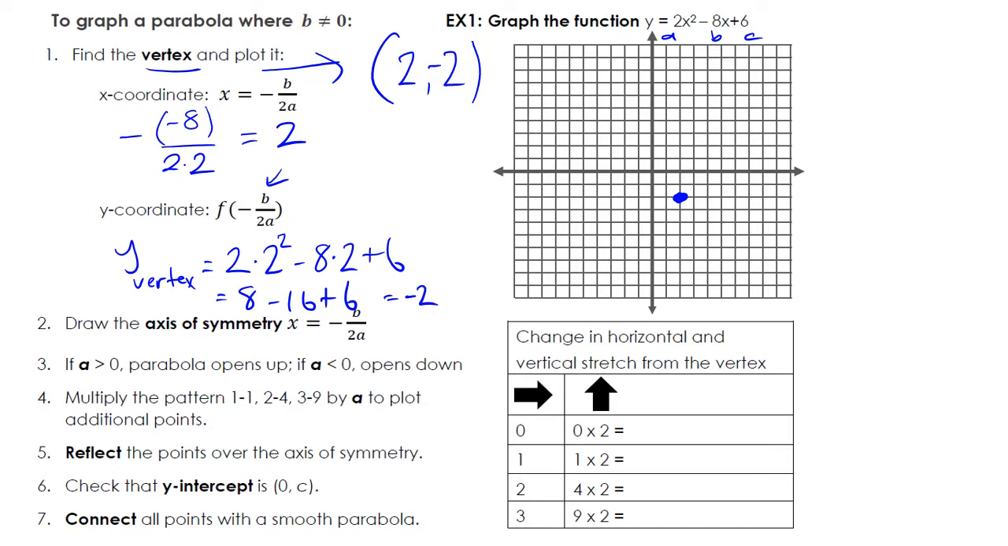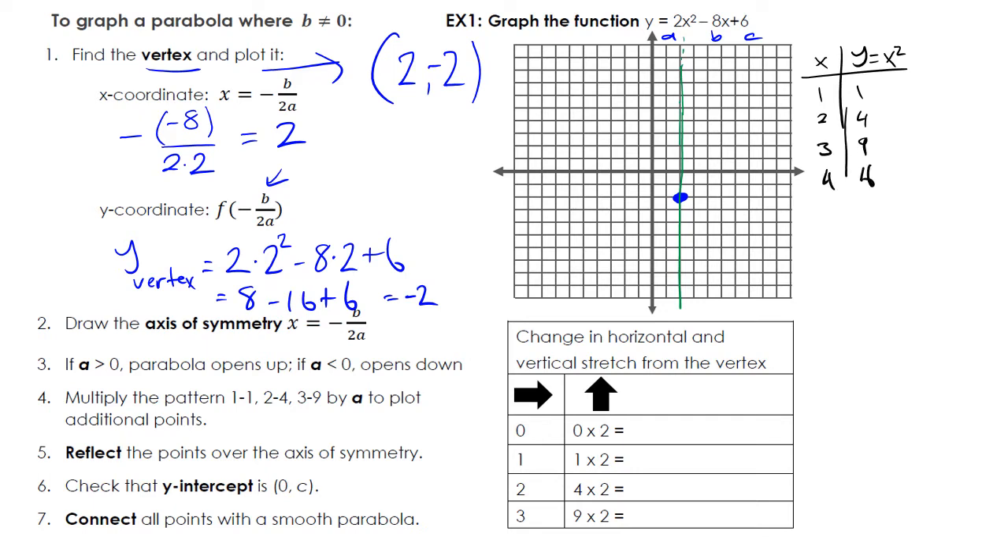Then our next step is drawing the axis of symmetry. Axis of symmetry has to pass through vertex, so this is our axis of symmetry. There is a series of patterns that we are going to remember from parent function. On every parent function, when we have x and y values, whenever x is 0, y is 0, of course. Whenever x is 1, y is 1. When x is 2, y is 4. When x is 3, y is 9. When x is 4, y is 16.